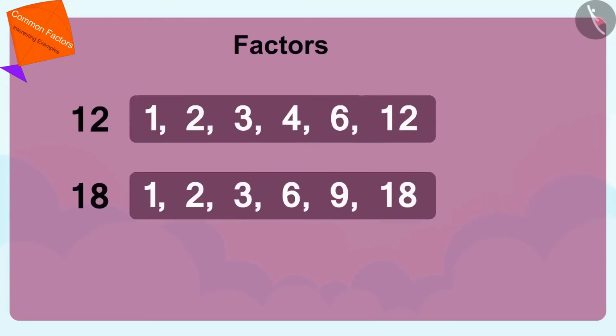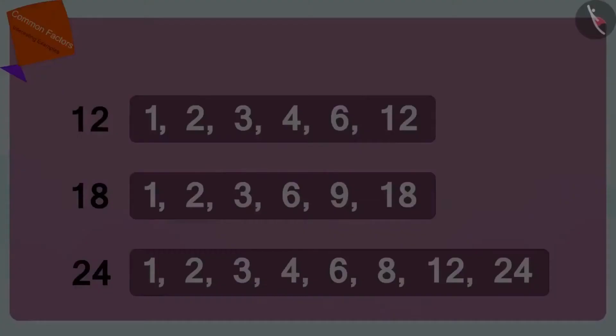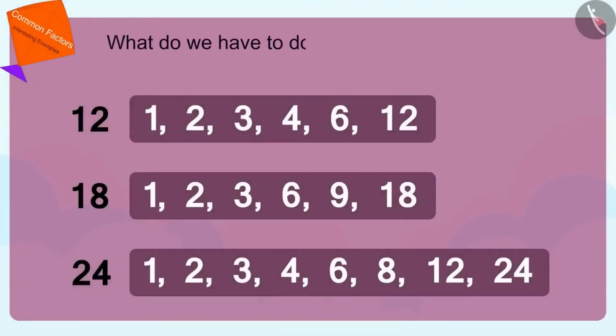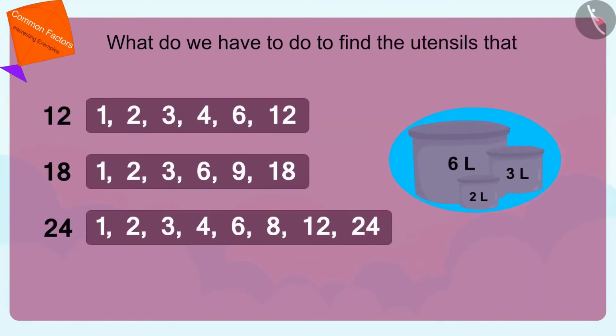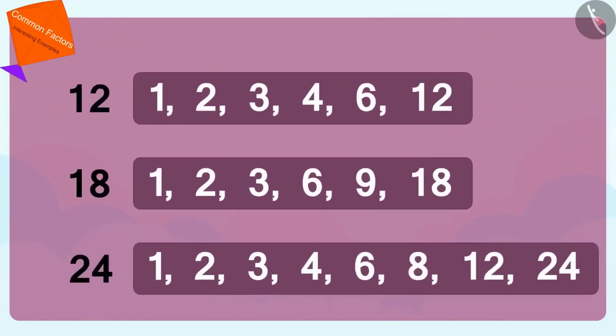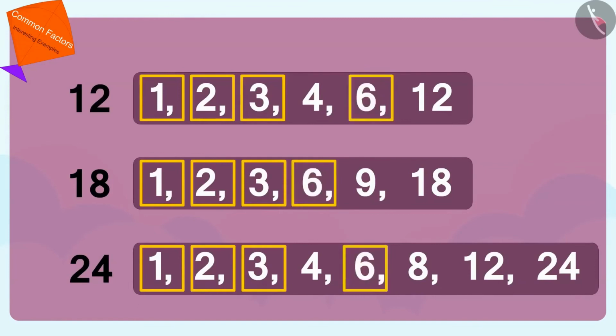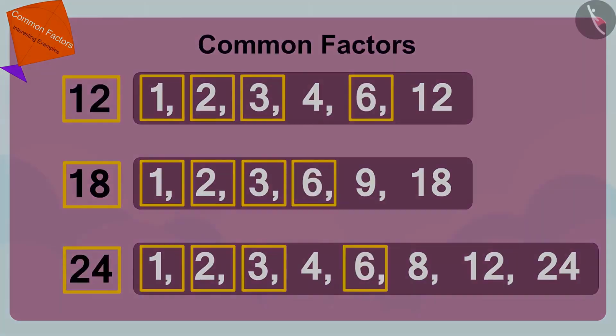First, we will write the factors of 12, 18 and 24. What do we have to do to find the utensils that Golu can use to measure milk? Exactly. We need to find common factors of 12, 18 and 24. 1, 2, 3 and 6 are common factors of these numbers.